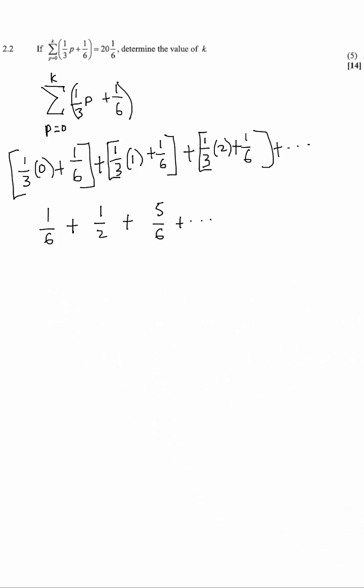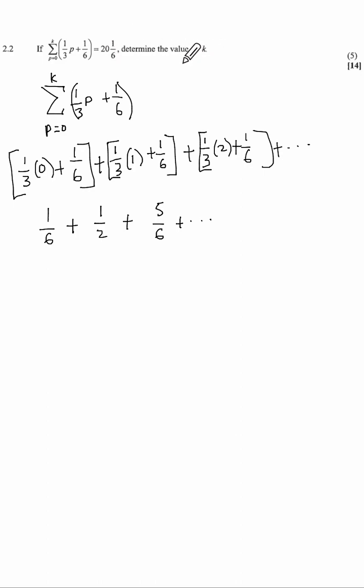With that in mind, why did we need to know whether it's geometric or arithmetic? Because let's go back to our question. It says the sum, because sigma means sum, the sum of a certain number of terms determined by p equal to 0 up to k is equal to this. So I am given a sum of terms, right? And I want to use that to find the value of k.